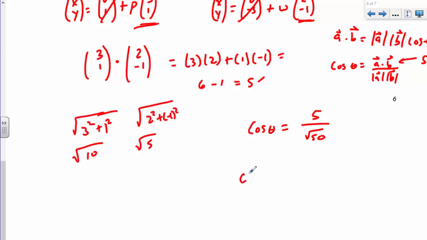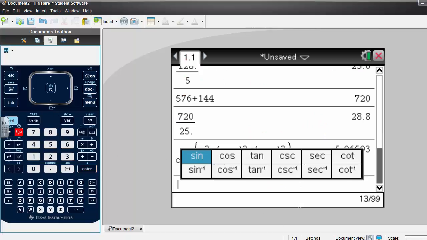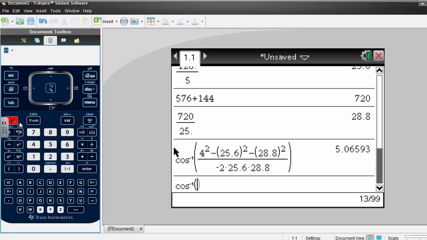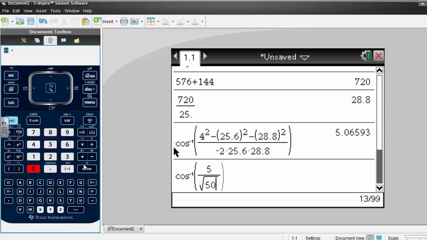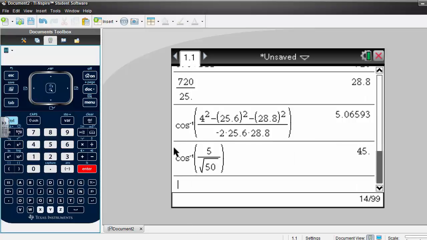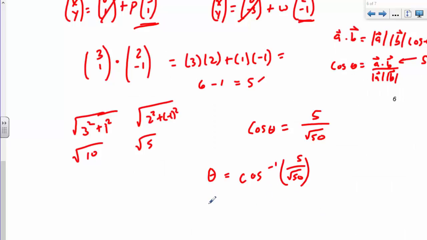So the cosine inverse of 5 over root 50 is equal to the angle that I want. This will give you the answer, so let's use a calculator to figure this out. Cosine inverse of 5 over root 50, and that'll be 45 degrees. That was the answer to that question. So the angle between these two lines is 45 degrees.